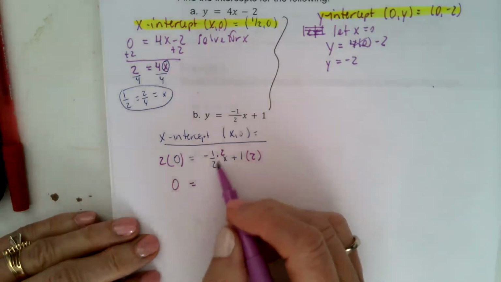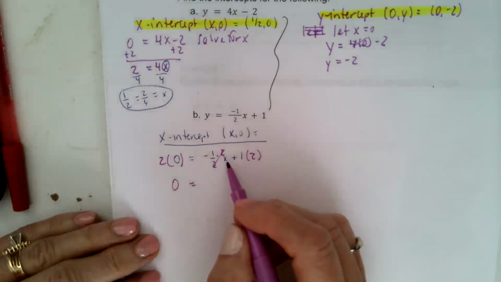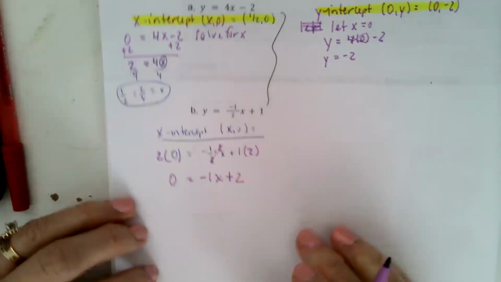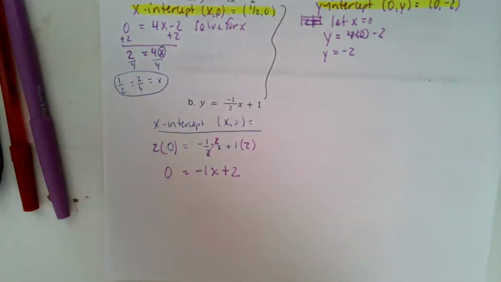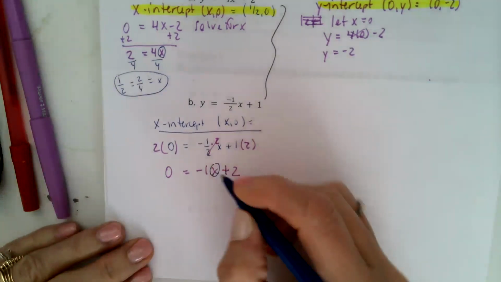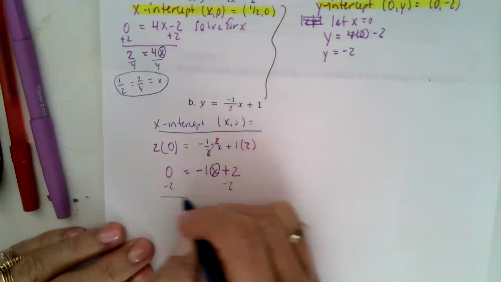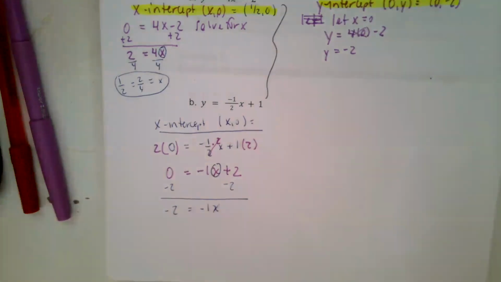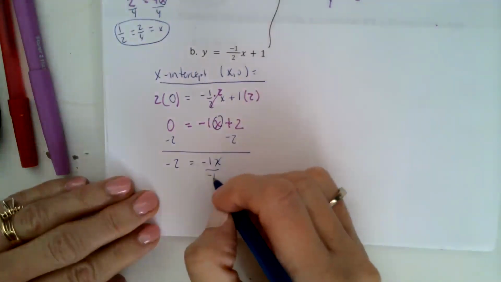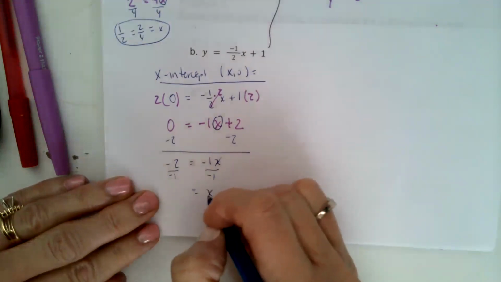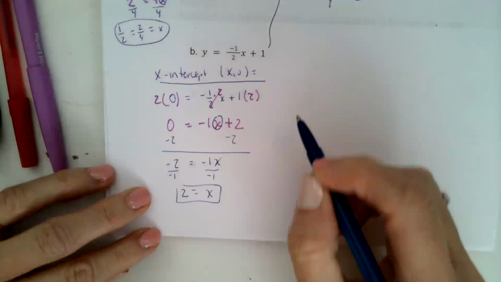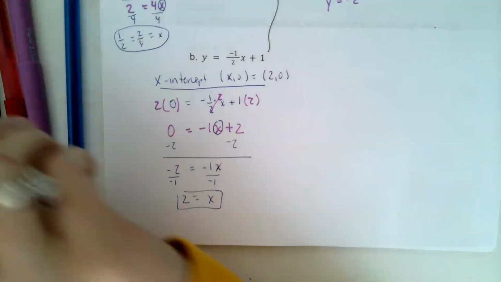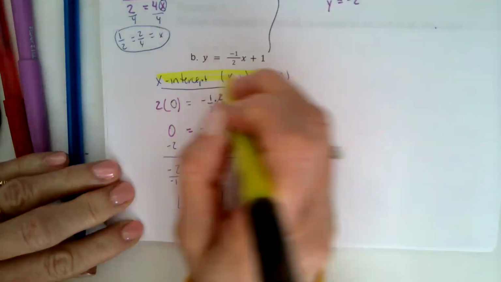That's nice. Now my 2's cancel on my fraction, so I'm left with -1 times x. So -1x plus 1 times 2 is 2. I'm still trying to solve for x. So I'm going to subtract 2 from both sides. I'm going to divide by -1. So we get x equals 2. So my x-intercept is at (2, 0). Again, important enough to highlight.